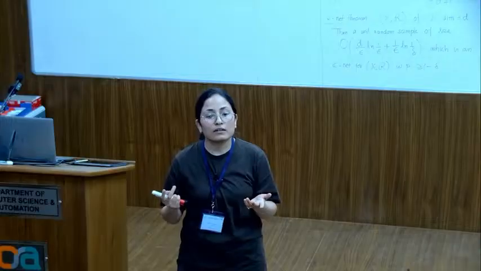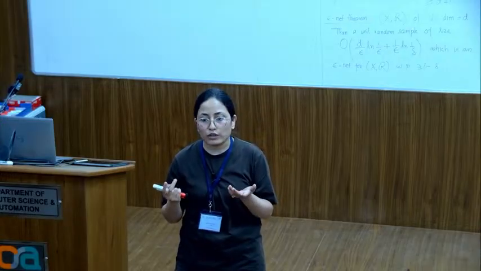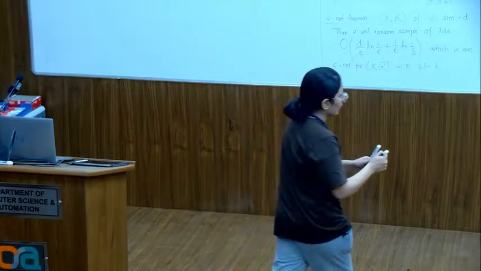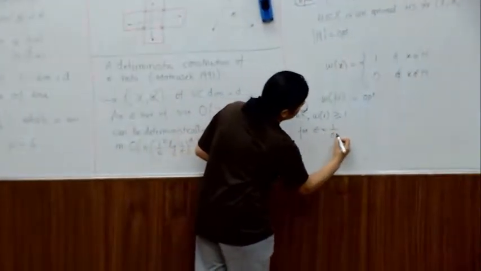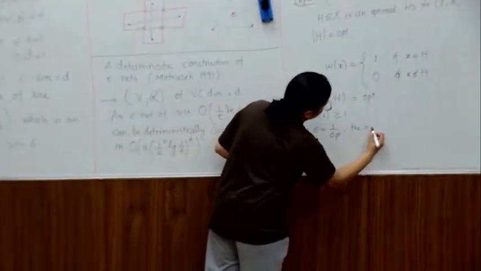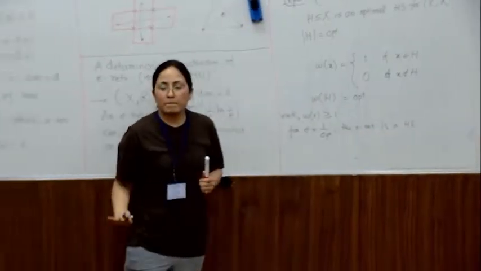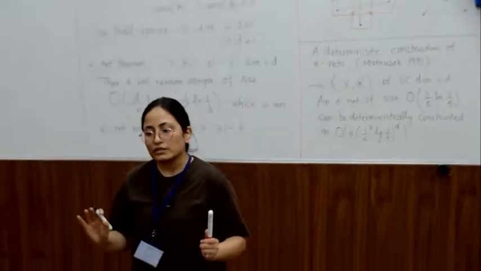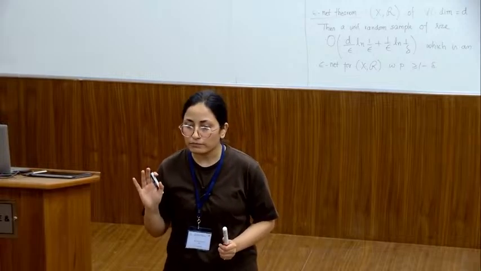1 by size of H, 1 over OPT, right? So for epsilon equal to 1 over OPT, the epsilon net is a hitting set. Okay, now the question is, good weights exist, but how do we find them? That is the question. And that is what the algorithm will try to do.